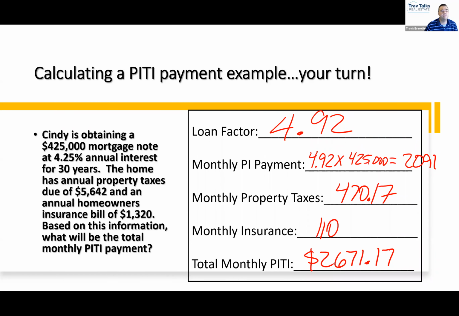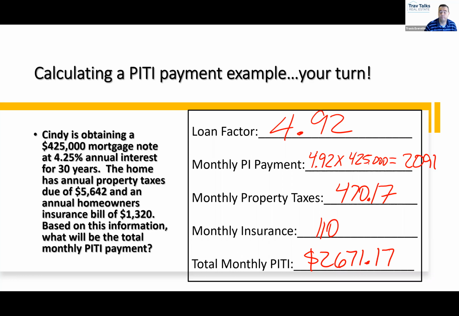I got 2671 and about 16 or 17 cents. Does that sound somewhat familiar for everybody? Yes. Because I came up with a loan factor of $4.92 from the chart. Everybody get that step? Did you get $4.92? Okay. They gave us the loan amount. So did you get $2,091 for your PI payment? Is there anybody who did not get to $2,091 for the PI portion of the payment? Are we all good with that?